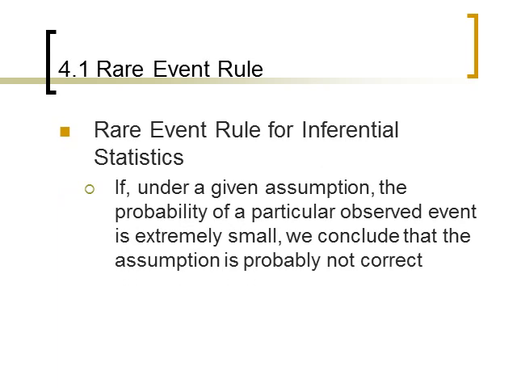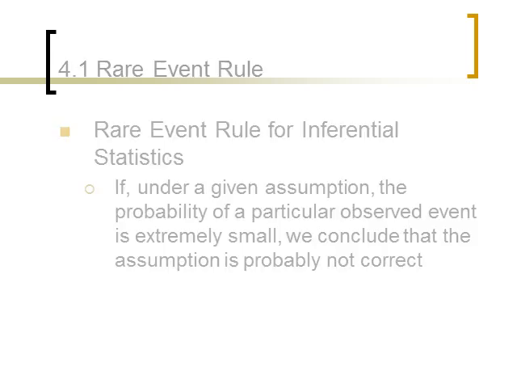The rare event rule for inferential statistics is something that we'll come back to in a later section, but it says that if, under a given assumption, the probability of a particular observed event is extremely small, then we can conclude that the assumption is probably not correct.